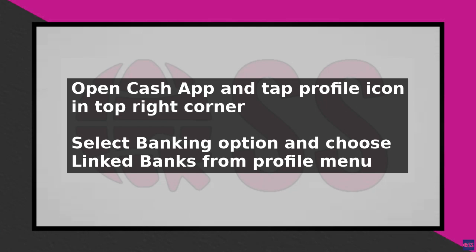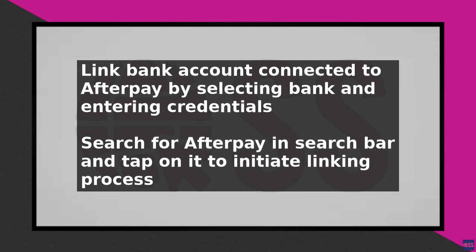If you do not see Afterpay in the list, you may need to link your bank account that is connected to Afterpay. To do this, select your bank from the list and enter your online banking credentials to securely link your account. Once your bank account is linked, go back to the Link Banks option and tap on the Afterpay option. You will be redirected to the Afterpay website to authenticate the connection. Enter your Afterpay login credentials and authorize the connection between Cash App and Afterpay.